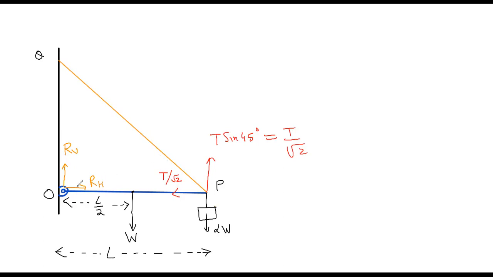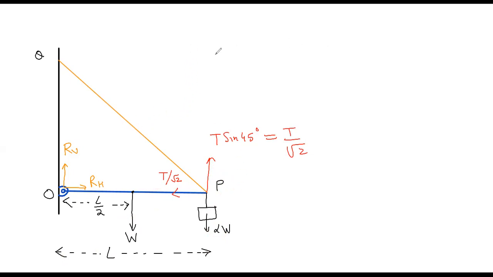Now, if you take the torque of all the forces about point O, then you can observe that the torque of RV and RH will be 0. The torque of W will be WL by 2 clockwise. The torque of alpha W will be alpha W multiplied by L clockwise. And the torque of tension will be T by root 2 multiplied by L in the anti-clockwise direction.